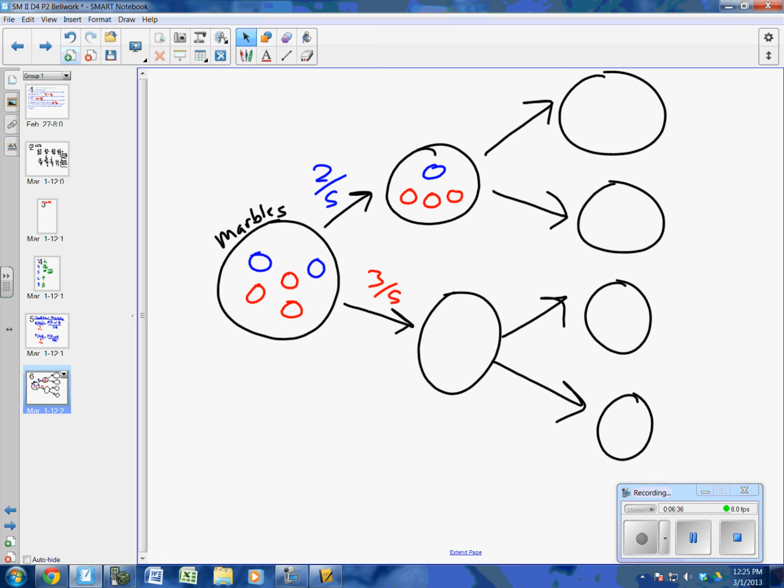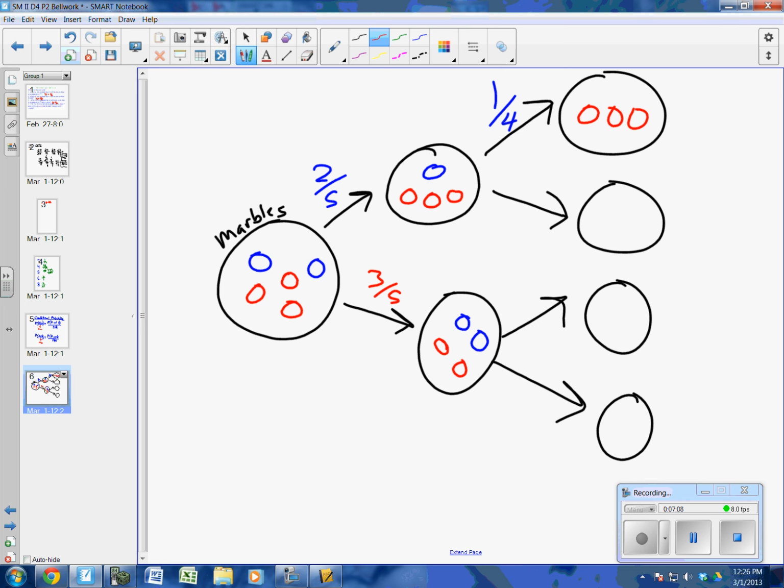Oh, by the way, if I choose a red one this first time, what's left? Okay, now we're going to go with this one right here. What's the probability, Trayson, of pulling out a blue one right here? 1/4. Okay, 1/4. What's left? 3 red.